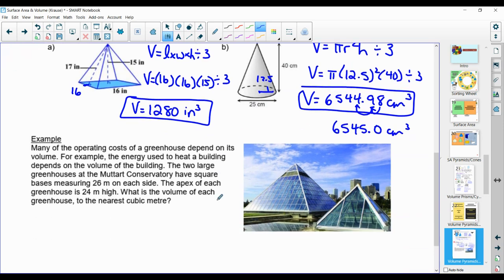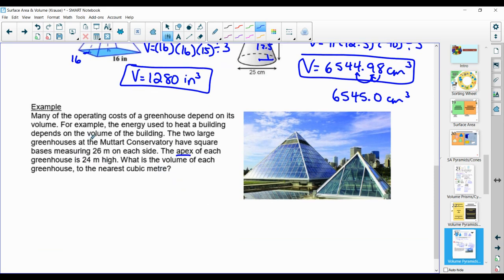All right, let's take a look at our next example. It says many of the operating costs of a greenhouse depend on its volume. For example, the energy used to heat a building depends on the volume of the building. The two large greenhouses at the Muttart Conservatory, this is in Edmonton, have square bases measuring 26 meters on each side. The apex, in other words, the point of each greenhouse, is 24 meters high, and we're asked what is the volume of each greenhouse to the nearest cubic meter.